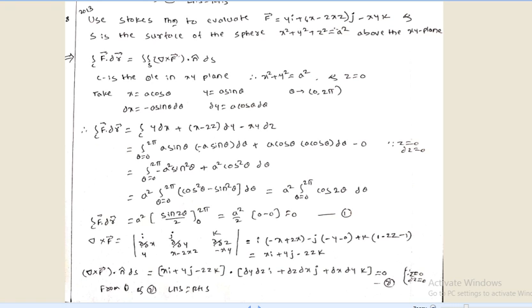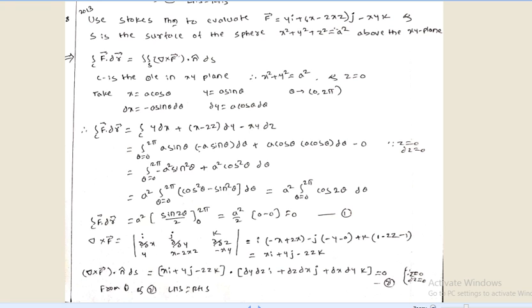Next example, use Stokes theorem to evaluate, vector f is equal to y i plus x minus 2xz j minus xy k, where S is the surface of the sphere x square plus y square plus z square is equal to a square above the xy plane. So solution, integration f dot dr is equal to double integration over the surface S del cross f dot n cap ds, where C is the circle in the xy plane.